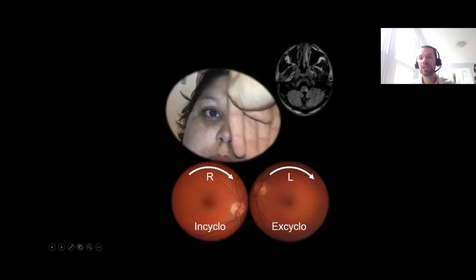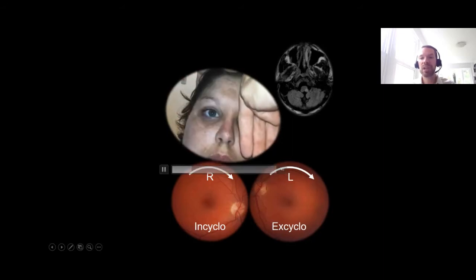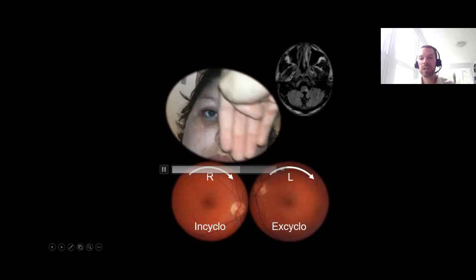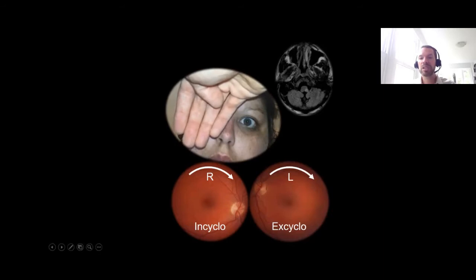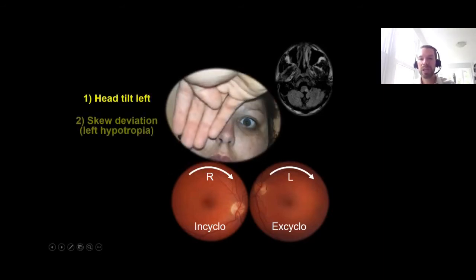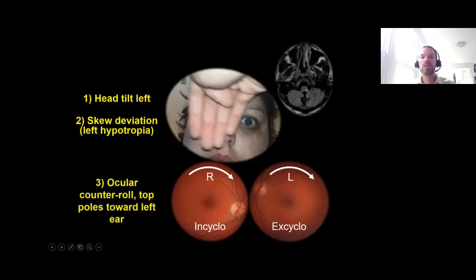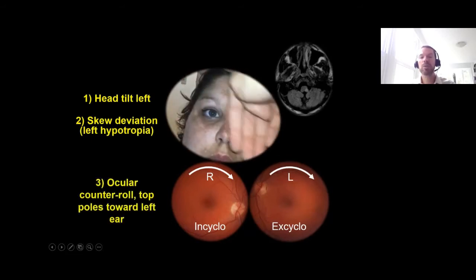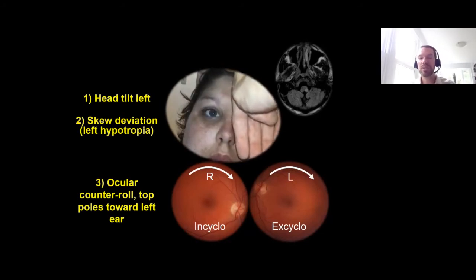So this is the same patient I showed who had the leftward ocular lateral repulsion. She has a left-sided Wallenberg. And here, the left eye is the lower eye. Left eye comes up, right eye comes down. So the left eye is the lower eye. She has a leftward head tilt. She also has an ocular counter roll with the top poles toward the left ear. So everything's in the same direction. The eyes are going to roll in the same direction as the head tilt.